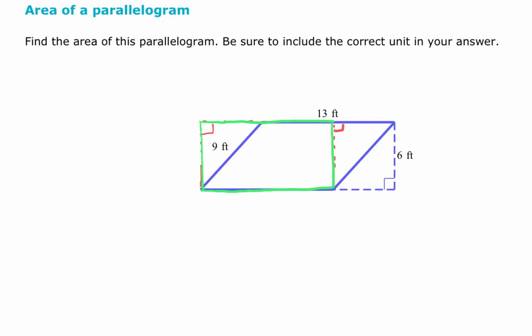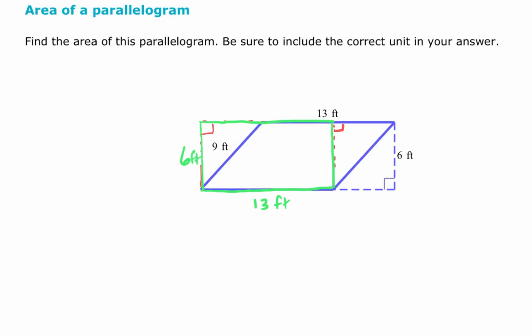So to find the base of this new rectangle, our base is going to be 13 feet. And the reason that it's going to be 13 feet is because this part plus this part equals 13, and this part has just been moved over here. So we can say this is 13 feet, and of course the top part is also 13 feet. And the height is this distance right here. It is perpendicular to this side, so the height is 6 feet.